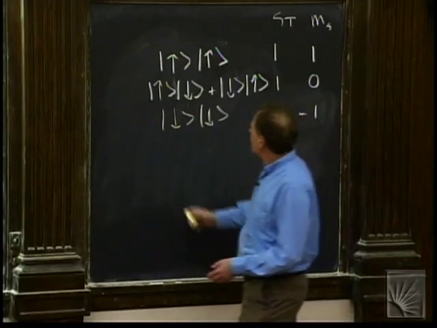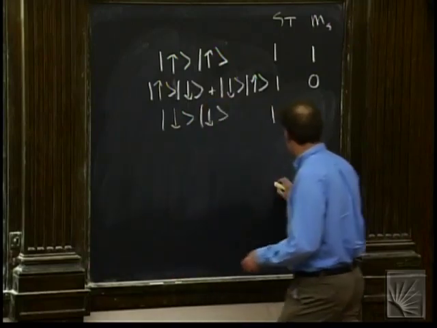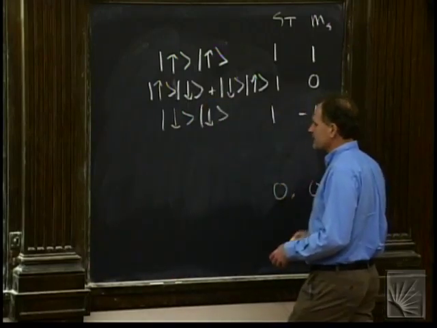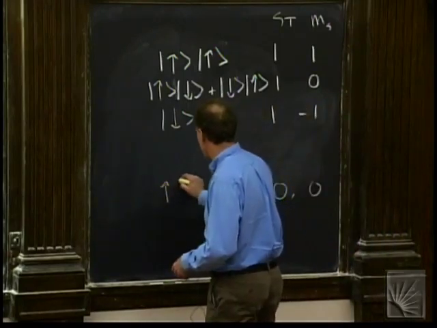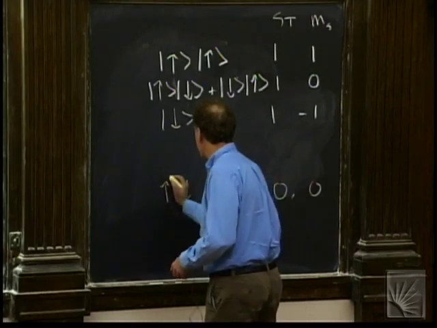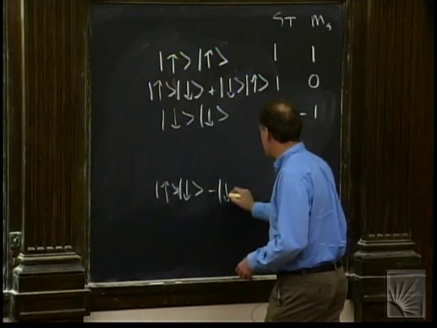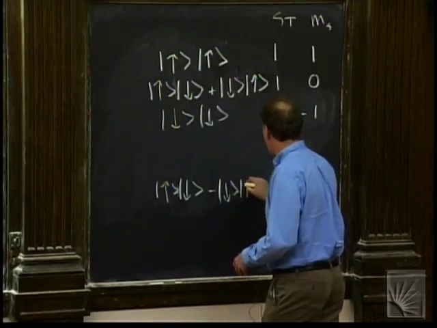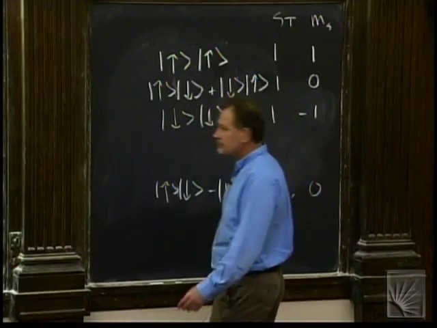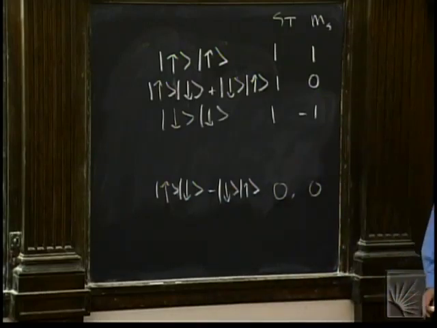And the S_T equals 0, so therefore m_s equals 0 state, which is antisymmetric, is up, down, minus down, up. Okay? This is in the book.